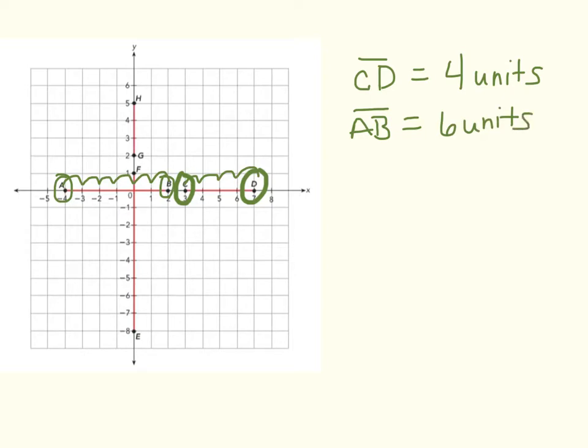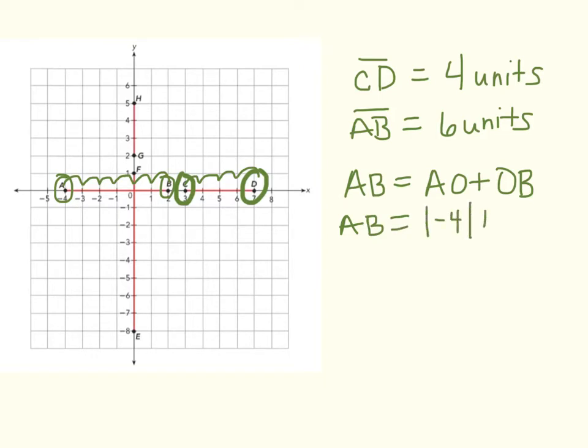You can also find the length of AB in this way. AB equals point A plus point B. So AB will equal the absolute value of point A plus the absolute value of point B, which gives us, think way back to absolute value from earlier in the year, 4 plus 2, which equals 6 units. Remember, length is always positive, even if the coordinates are in the negative section of the coordinate plane.